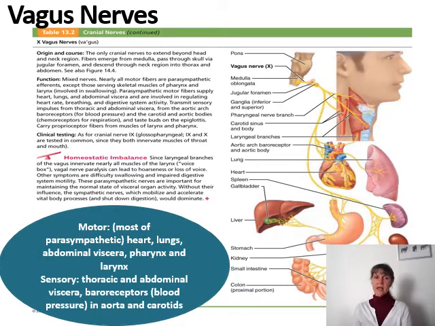Cranial nerve 10 is a cranial nerve that descends through the neck region and goes into the thorax and the abdomen, so it's often referred to as the wandering nerve. It's got motor fibers that will go to the heart, the lungs, the abdominal organs, as well as to the pharynx and the larynx. It has sensory fibers carrying information back to the brain from the thoracic and abdominal viscera, and also includes baroreceptors in the aorta, which is the biggest blood vessel coming off the heart, as well as the carotid arteries.